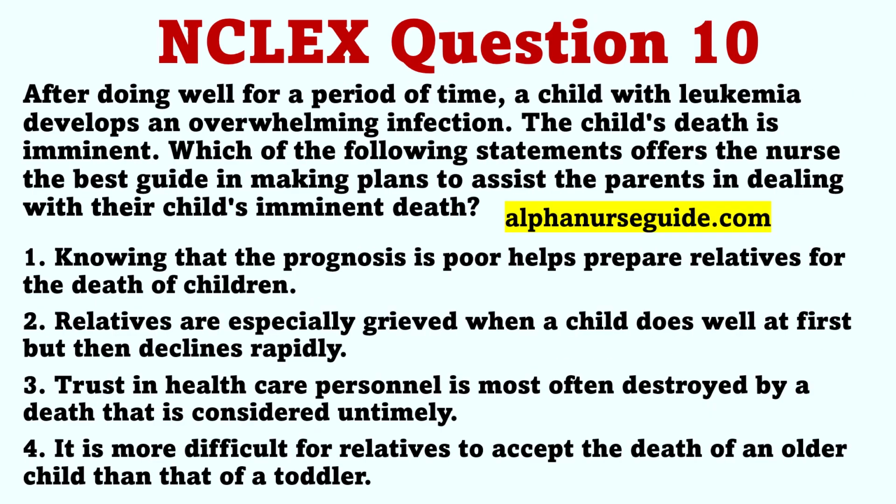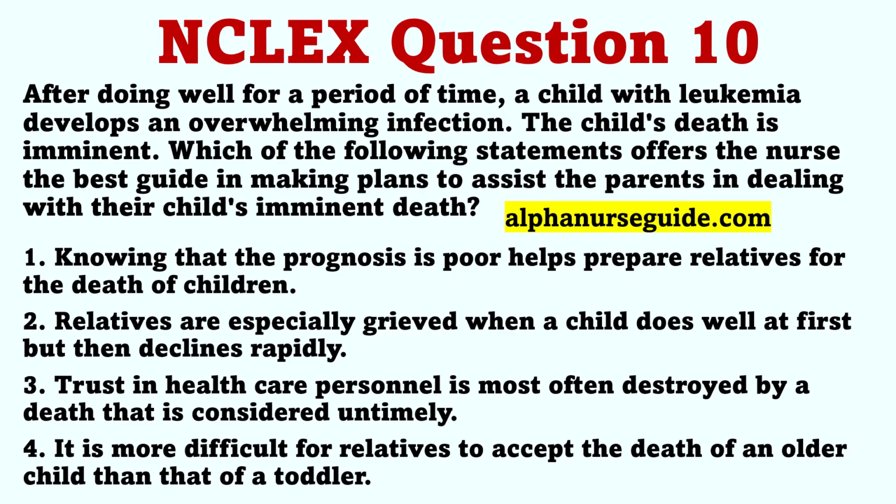After doing well for a period of time, a child with leukemia develops an overwhelming infection. The child's death is imminent. Which of the following statements offers the nurse the best guide in making plans to assist the parents in dealing with their child's imminent death? 1. Knowing that the prognosis is poor helps prepare relatives for the death of children. 2. Relatives are especially grieved when a child does well at first but then declines rapidly. 3. Trust in healthcare personnel is most often destroyed by a death that is considered untimely. 4. It is more difficult for relatives to accept the death of an older child than that of a toddler.